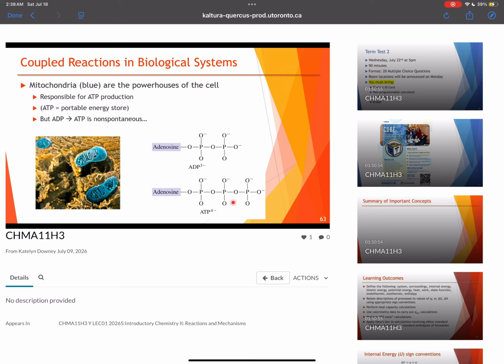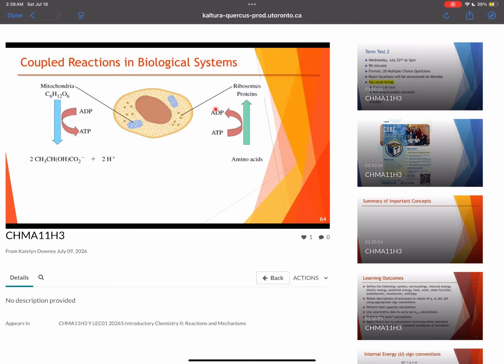ATP, adenosine triphosphate, is formed from ADP, adenosine diphosphate. But the conversion of ADP to ATP, which is what mitochondria are trying to do, is not a spontaneous reaction. So how do mitochondria do it? How do they get ADP to form into ATP? Well, they couple it with another reaction. So here's my cell. Blue squiggly is my mitochondria. They're trying to convert ADP into ATP. This is non-spontaneous, so what do they do at the same time?